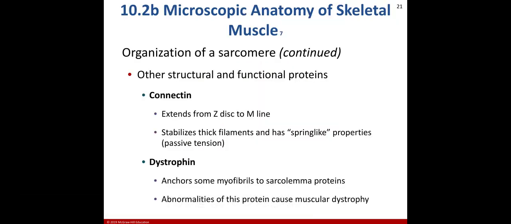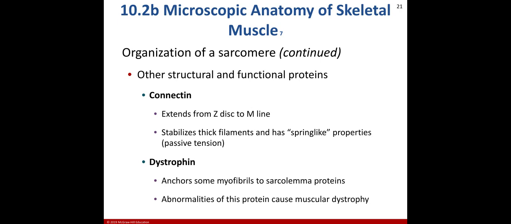Why is any of that important? Well, this is going to be how this muscle can contract. So we need these structural proteins as well to help us do that. The first is connectin. It's going to go from the Z-disc to the M-line, and it is going to be stabilizing the thick filaments. It has these spring-like properties, or what we call passive tension.